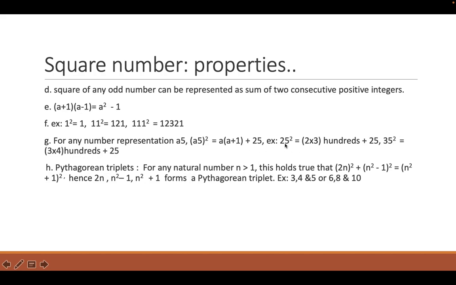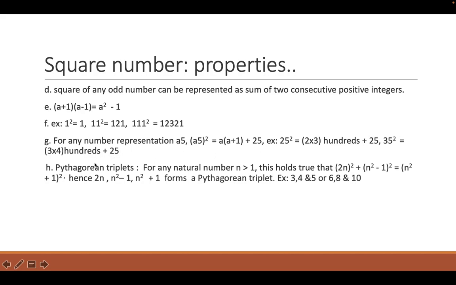Similarly, it's giving an example: it has represented 25 square. So it's saying that a multiplied by (a plus 1), then 100, plus 25, and this is how it is represented, 100 plus 25. Similarly, it's representing 35 also.